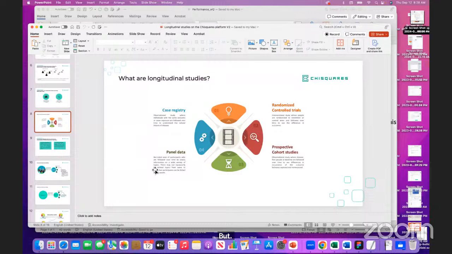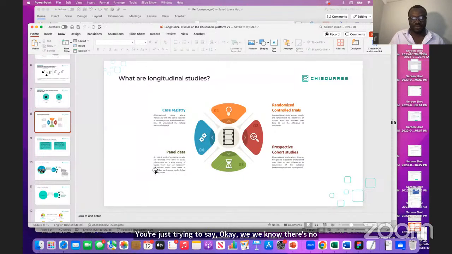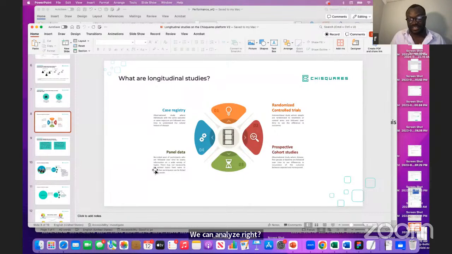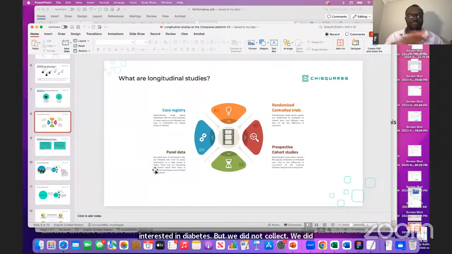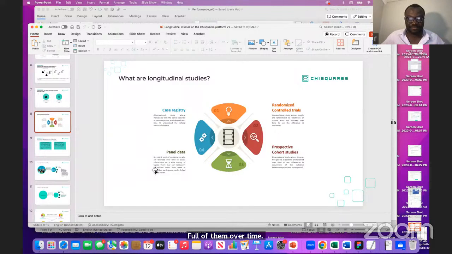You're just trying to say, okay, we know there's no exposure group per se. We're just collecting all pregnant women, following them over time, and then collecting the outcomes, just like in an exploratory context, saying, well, when we collect the data, we're going to see what we can analyze. Maybe we're even interested in diabetes status, but we did not follow them by exposure status. We just collected all pregnant women, followed them over time, and then collected data. That would be panel data. That is classic panel data.